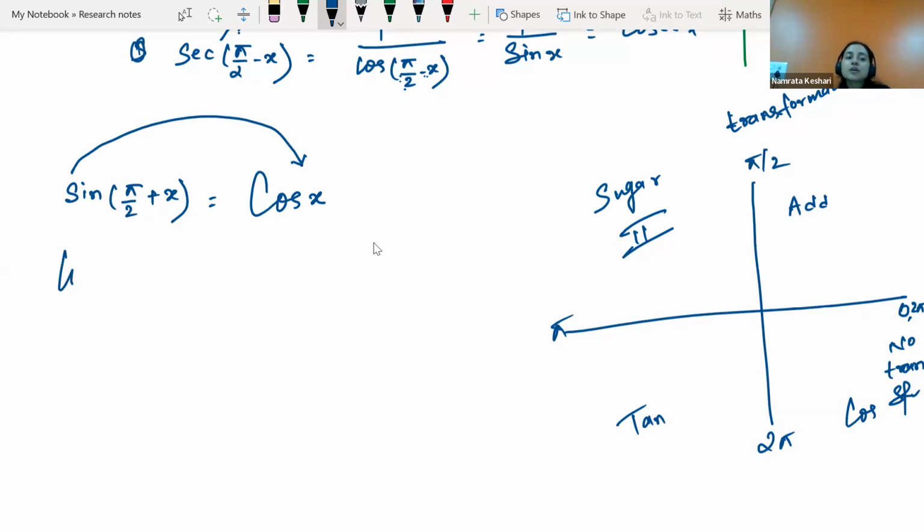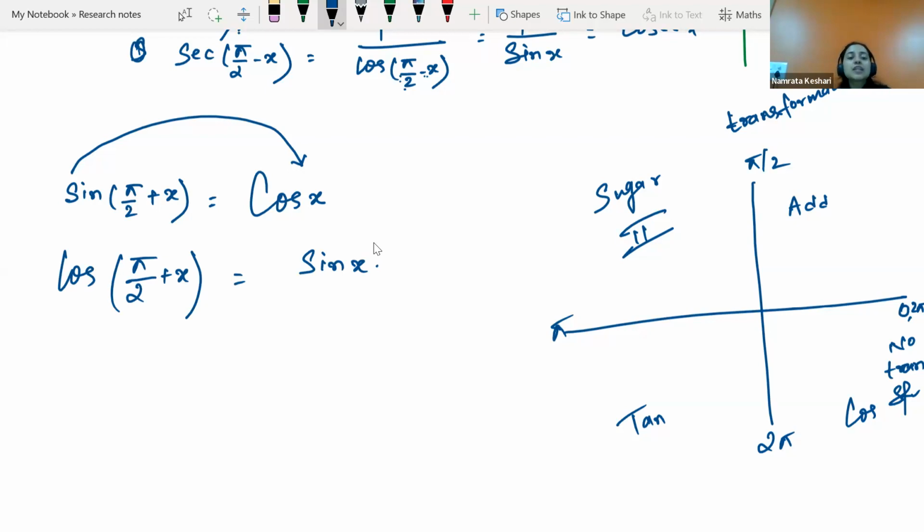Now cos of pi by 2 plus x. First thing first, listen to me carefully. We will be doing the same thing with all the conversions. With pi by 2, the function will get changed. Cos will change to sine, sine will change to cos, tan will change to cot, cot will change to tan, sec will change to cosec, and cosec will change to sec. So cos changes to sine.